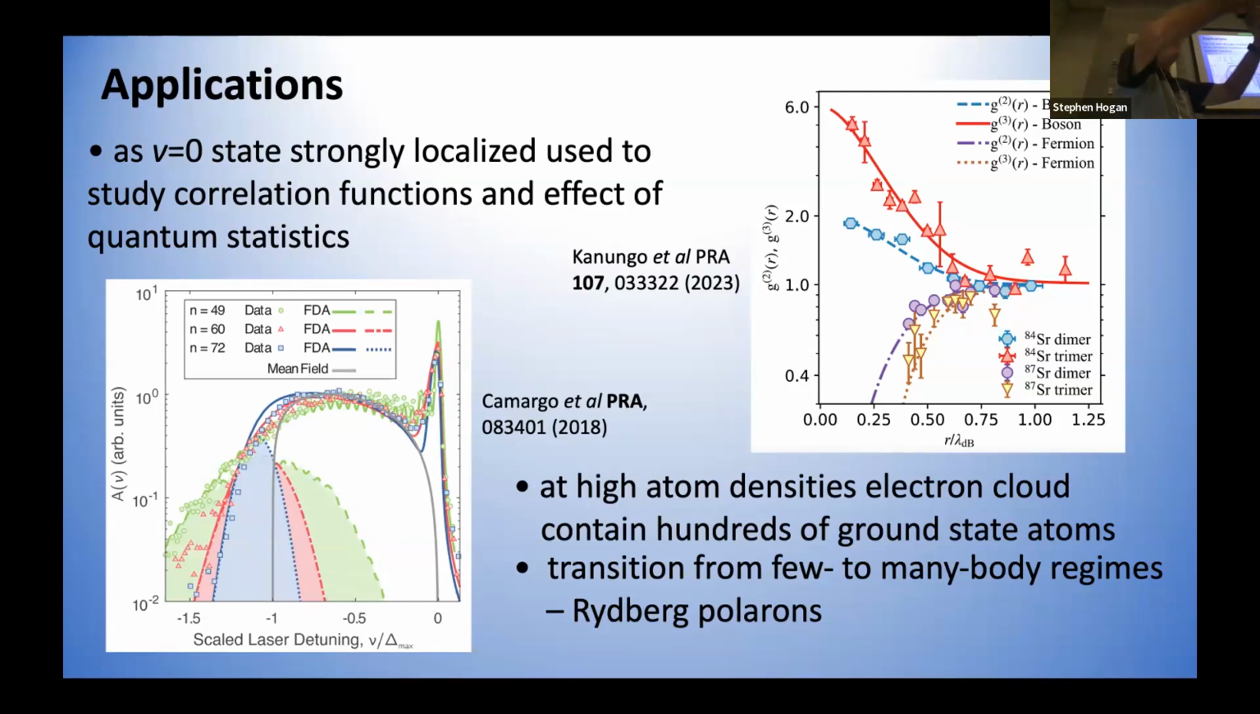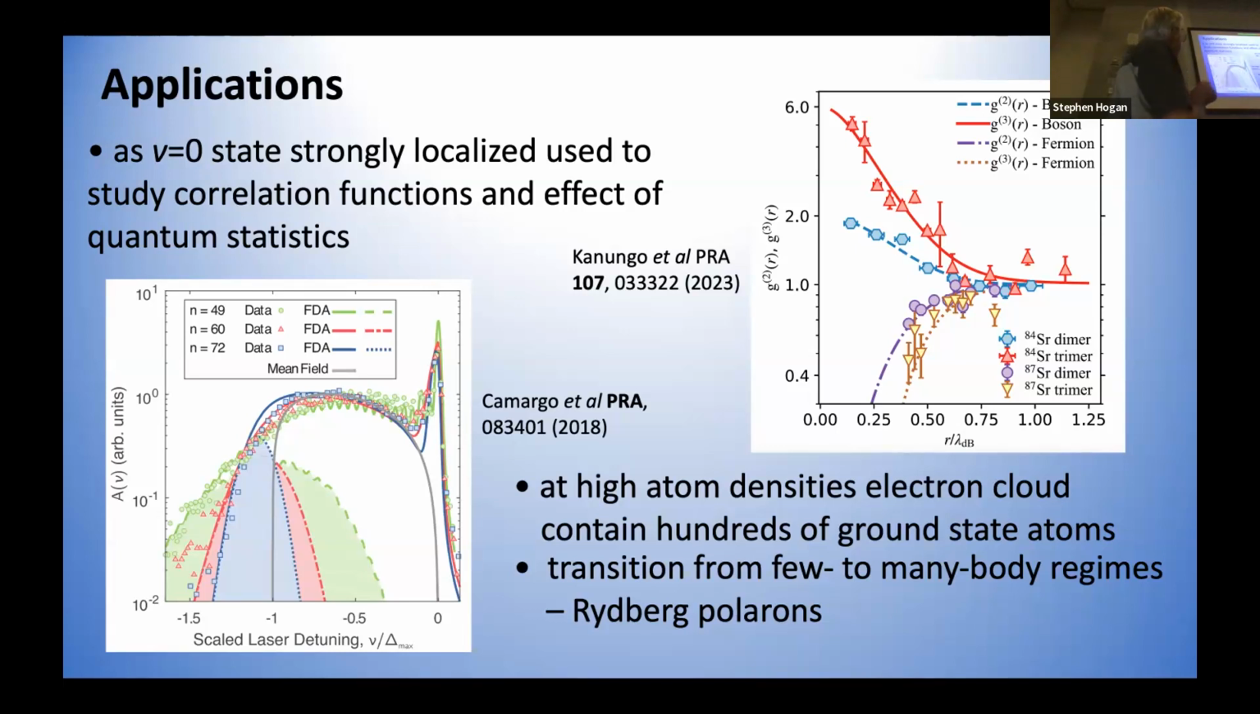Bosons tend to bunch. If you do the same thing for a gas of spin polarized 87 fermionic strontium, which are indistinguishable, then you see that it goes down because you've got Fermi repulsion. And if you look at three-body effects, then they're much more pronounced. The effects of nuclear spin become much more pronounced. And you see there's a dramatic increase in production if you're in the bosonic state, and a dramatic decrease here.